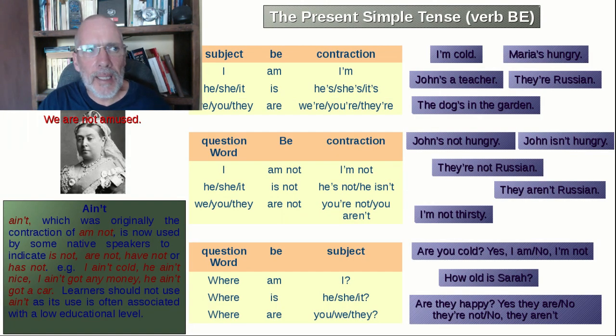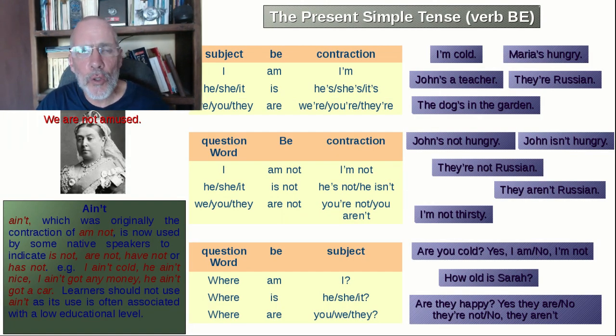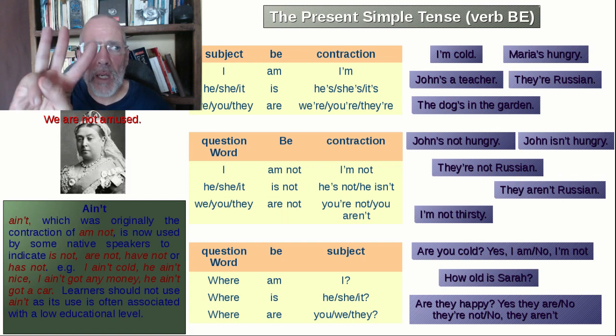So before we continue looking at some of the uses of the present simple tense, I just wanted to remind you that the verb be is an exception to the other verbs. It's different. The verb be, unlike the other verbs, doesn't have just two forms. It has three forms.